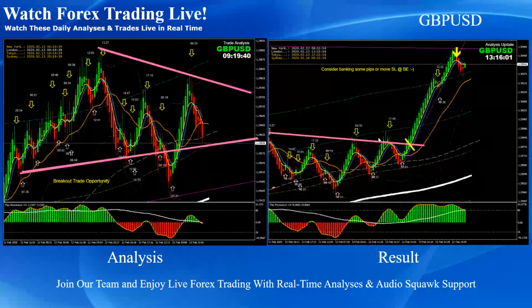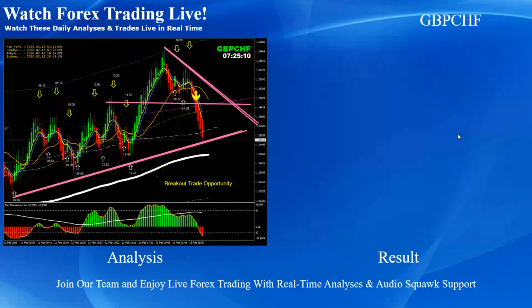Pound dollar, pretty straightforward. We announced as soon as we banked some profit, and then we announced another, as price developed another beautiful pattern, and price nicely broke on this pattern based on the momentum. As you can see, bullish momentum. We were expecting a bullish breakout, and price nicely hit the first target and the final target. Beautiful breakout long trade on pound dollar.